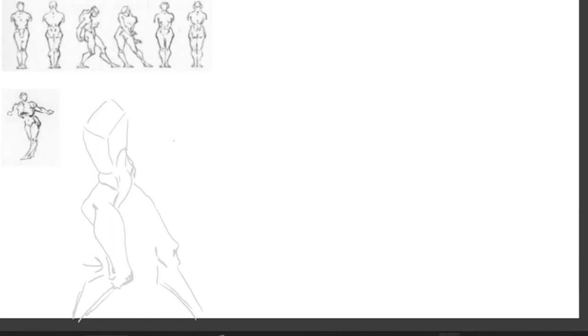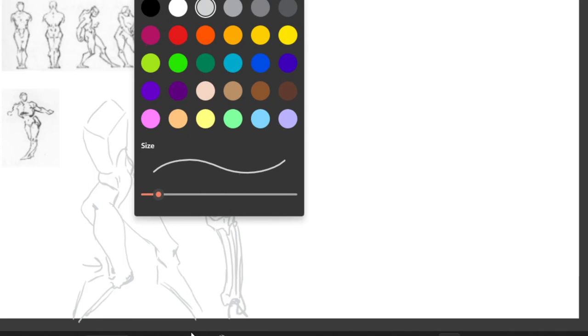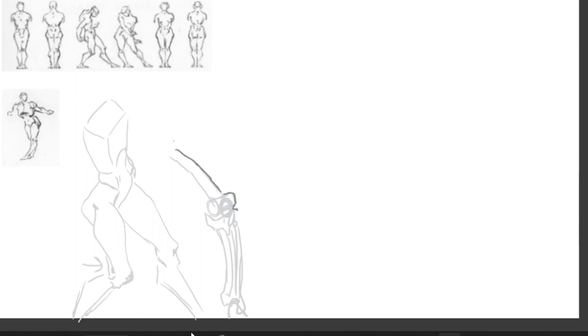I really like how he did that. You see here? You see how he drew kind of like a square right there? That's cool. If I had to break that down, I'm looking at the bone, the kneecap.